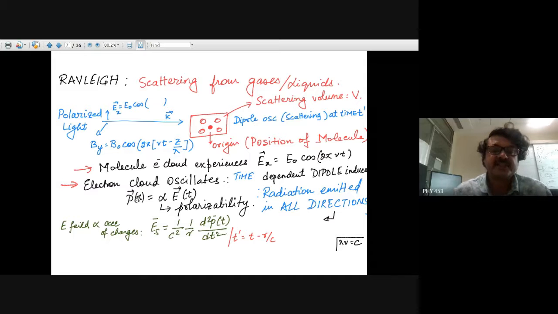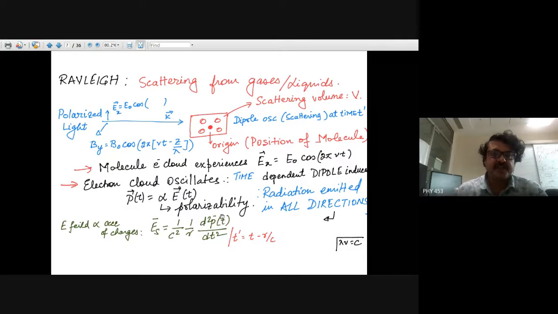And the polarization will be some quantity, the polarizability alpha, times the incident electric field due to light, right? And if there's a dipole oscillating, that will itself create radiation which is emitted in all directions, right? That's what fluctuating dipoles do. And hence radiation will be emitted, and that is what we will call scattered light.